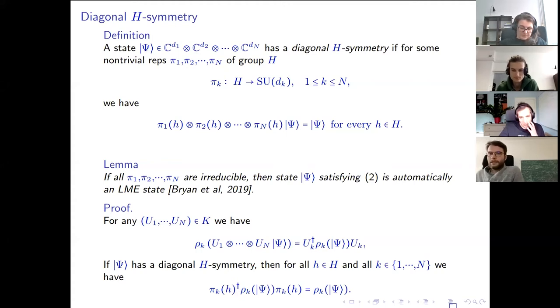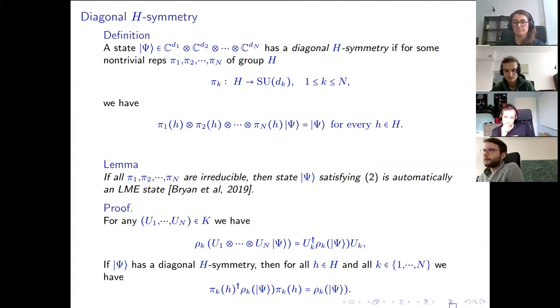It's also easy to see that if all these representations I'm using are irreducible, then this state psi is automatically locally maximally entangled. I wrote the proof here, and I think it's the only proof I wrote. You have equivariance under local unitary operations, and you have equivariance of reduced density matrices. So rho_k is the reduced density matrix of the kth qubit, and you can write it this way: the reduced density matrix of the transformed state is the same as just this local k transformation of the reduced density matrix.